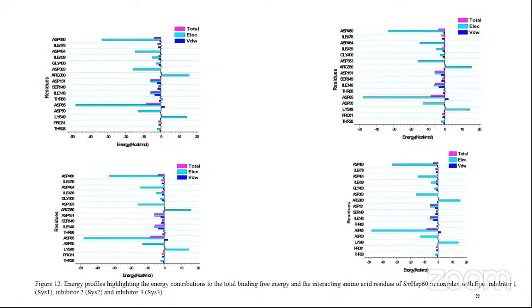The following energy profiles highlighted the energy contributions that were relevant to the total binding free energy and the interacting amino acids of SmHSP60 once the compounds bound to the structure. The graphs indicate a conservation of aspartic residues throughout all 4 complexes, which could indicate that the binding pocket had an overall negative charge, and that these residues make the highest energy contribution and participate in the formation of important bonds during ligand binding.